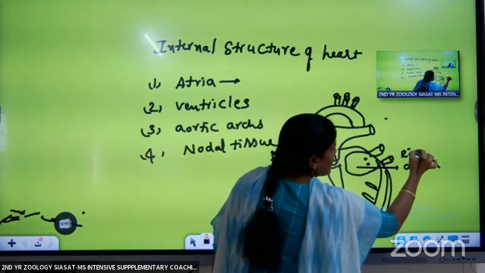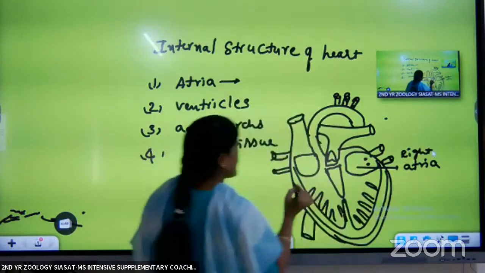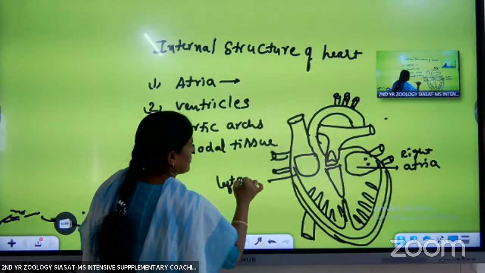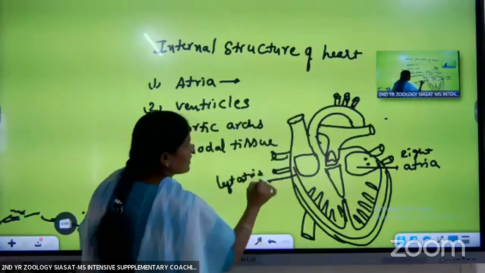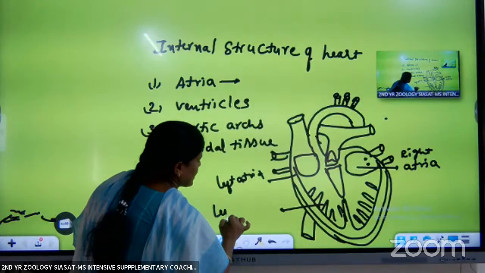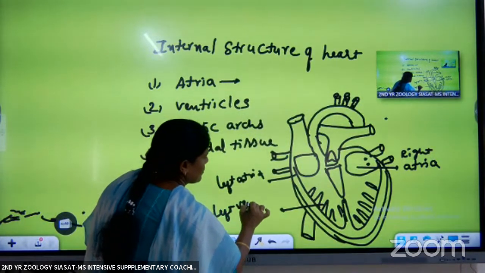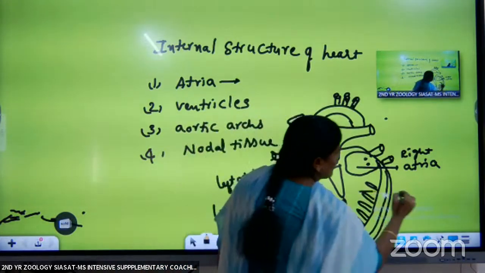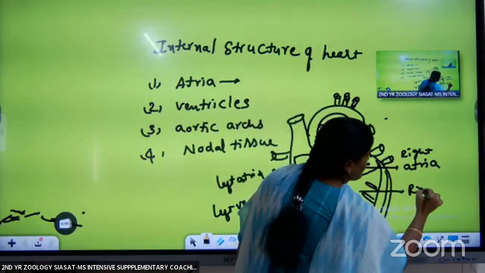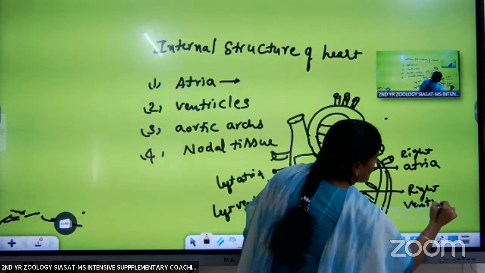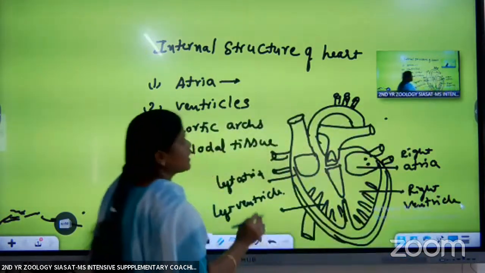This one is the right side. It is present on the right, that's why we call it the right atria. This side is called the left atria. Next, the lower chambers we call the ventricles. This one is the left ventricle, and this is the right ventricle.